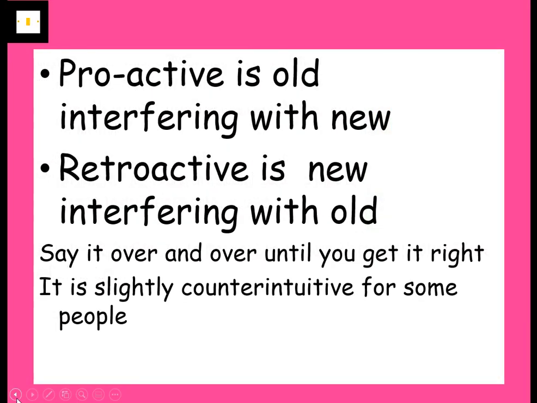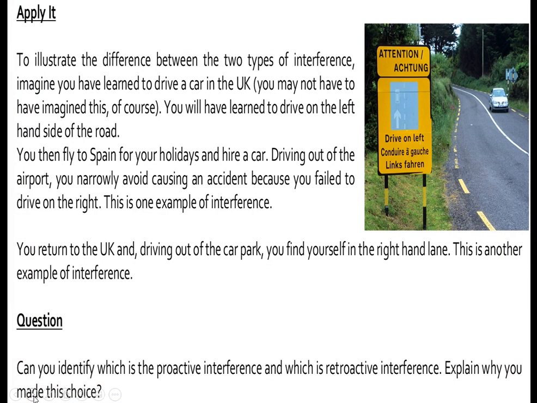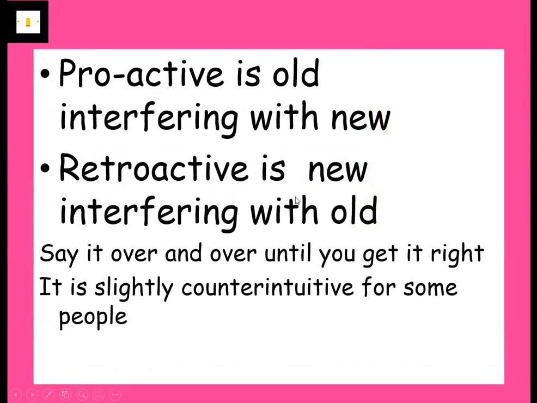So can you identify which is proactive and which is retroactive? Remember, proactive is old interfering with new. That's what would happen when you try to drive in Spain. The old memory of the UK would interfere with the new. So that would explain this part. When you return to the UK and drive out of the car park and you're driving in the right-hand lane, that would be retroactive. Because if we just go back to this, that is new interfering with old.